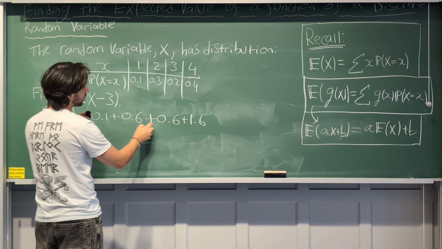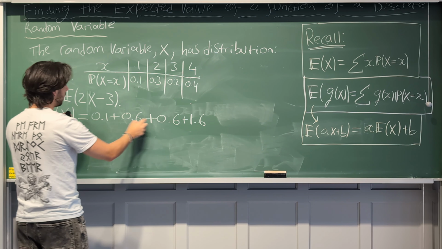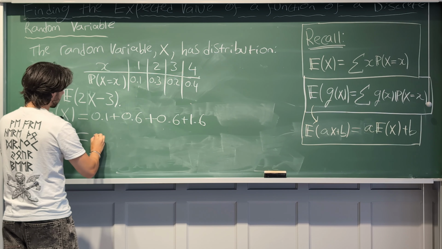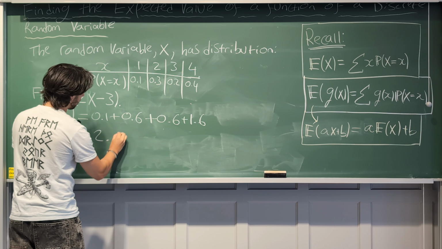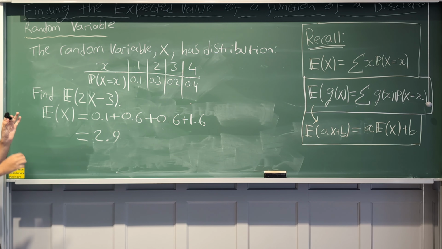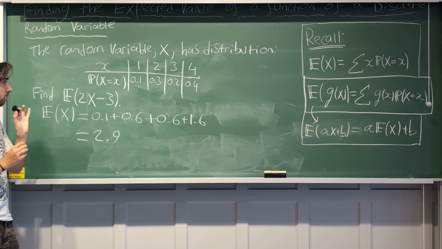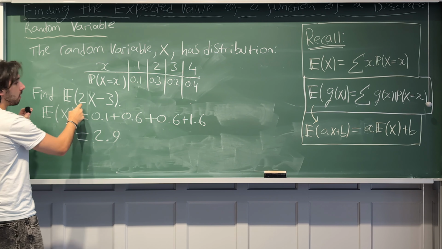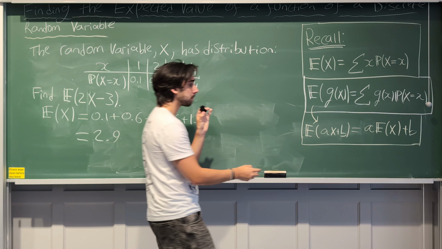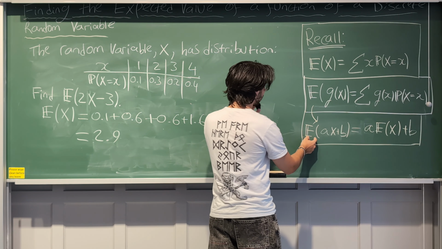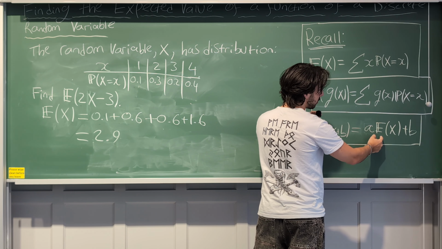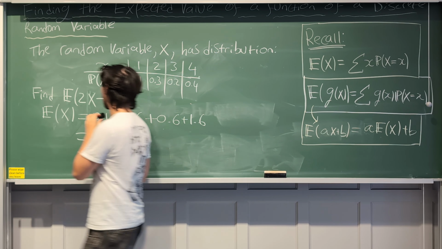So we've got 0.6 plus 0.6, that's 1.2. Add another 0.1, that's 1.3. Plus 1.6, that's going to be 2.9. So the expected value of just x is 2.9. But what we're going to do is multiply that number by 2 and then take away 3. Because the expected value of whatever this is, 2x minus 3, is 2 times the expected value of x and then minus 3. It's that simple.